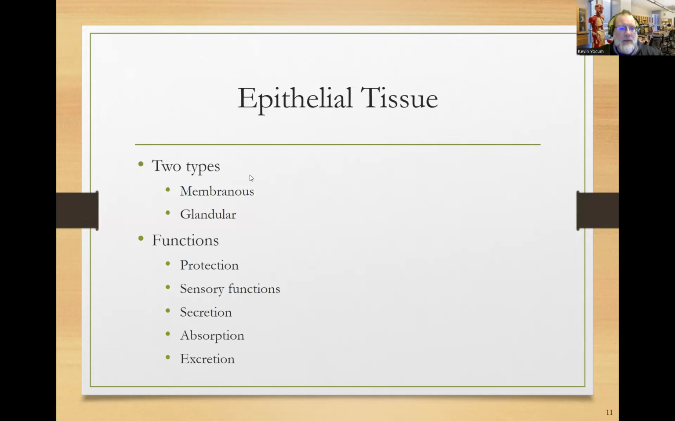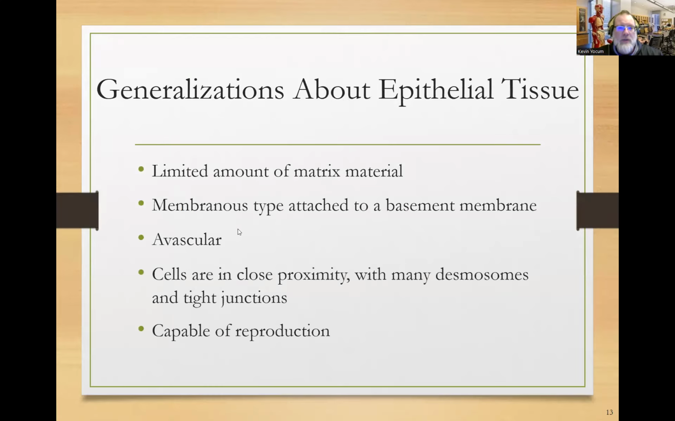Let me go back here real quick. These are again the functions of epithelium: protection, sensory, secretion, absorption, excretion. Again, limited to no matrix. There's going to be some sort of basement membrane with epithelium. So you can imagine the deepest layer of epithelium is going to contain a basement membrane. This basement membrane is actually going to come into contact with connective tissue. Okay. So the most superficial tissue type is epithelium, and the next layer just deep to epithelium is going to be connective tissue.